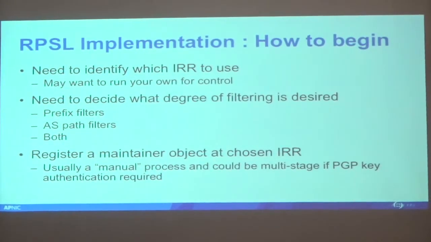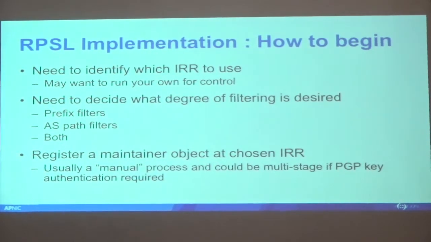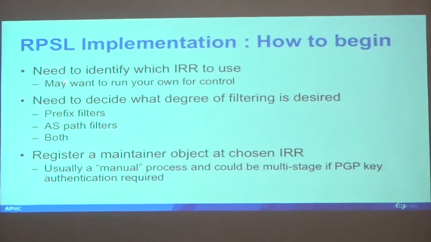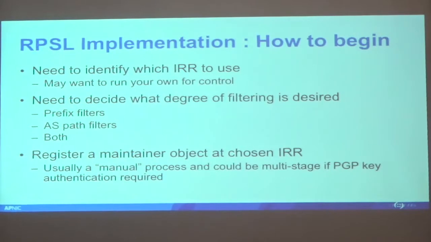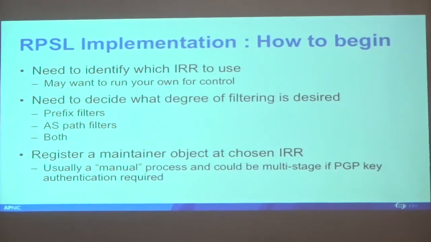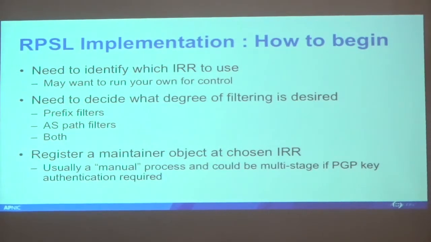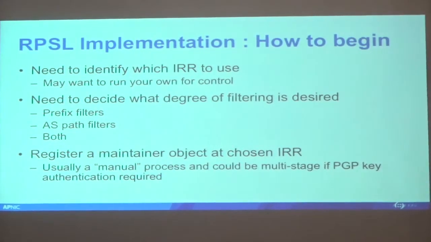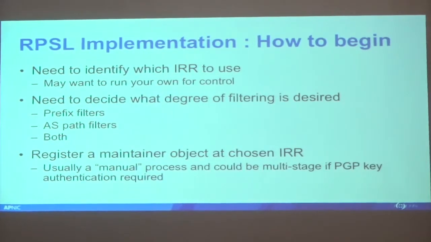Now, how do you implement this whole thing? How do you begin? Where do you begin? So I have some things here. First one, you need to identify which routing registry you would use. I think that's the discussion that I had with one of the participants just now. You have to decide for yourselves: do you want to run your own? Do you want to refer to the RIR's database? Do you want to refer to another one, like a public database such as RADB or others?